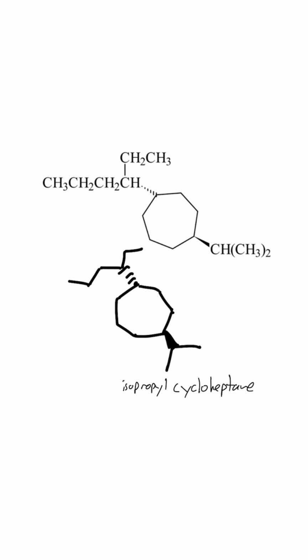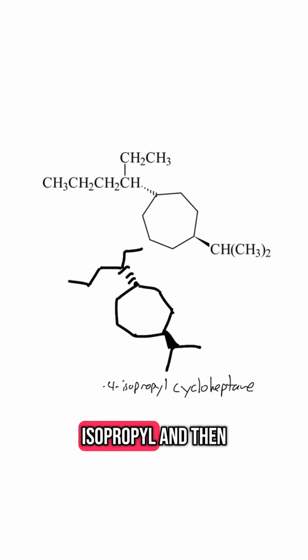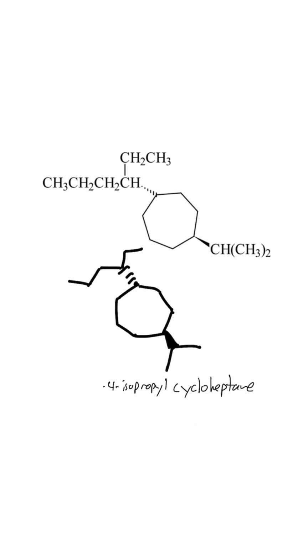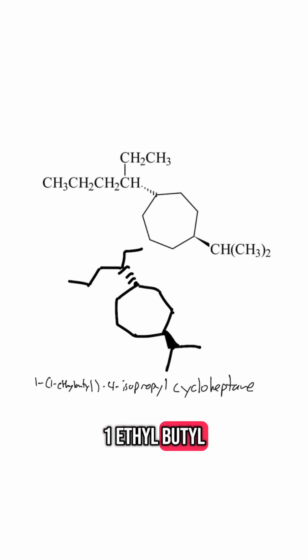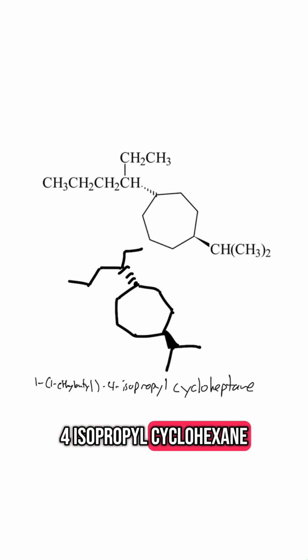Isopropyl. So we're going to say 4-isopropyl. And then remember, we're going to put this one in parentheses because it's kind of its own deal. So we're just going to say 1-(1-ethyl butyl). Kind of small. Hopefully you guys can read that. So our final name is 1-(1-ethylbutyl)-4-isopropylcyclohexane.